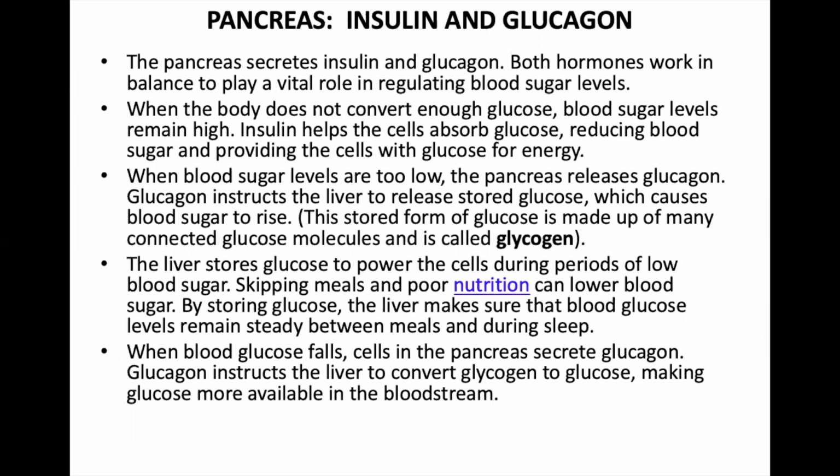So what happens if the glucose level is low in your body? The glycogen that is stored in the liver is instructed by the hormone that is released. Which hormone? Glucagon. And it will convert the glycogen into glucose, and that is how the glucose level will become normal in the body.